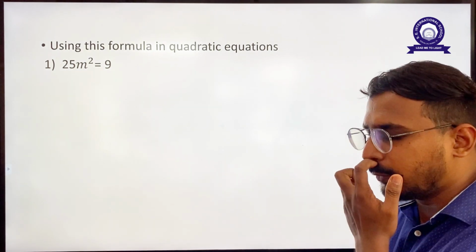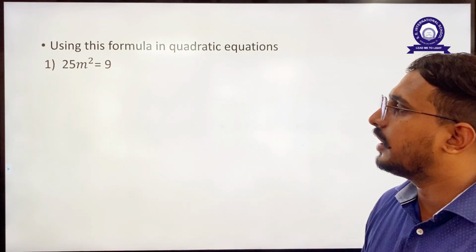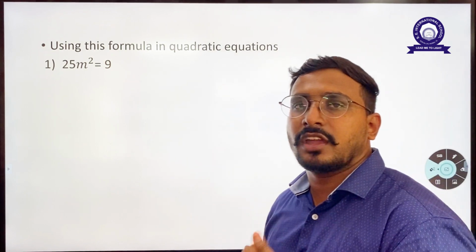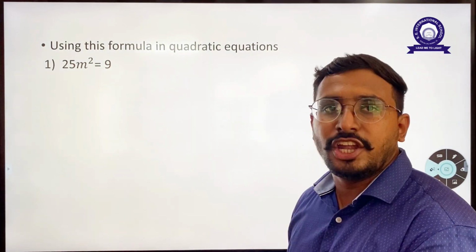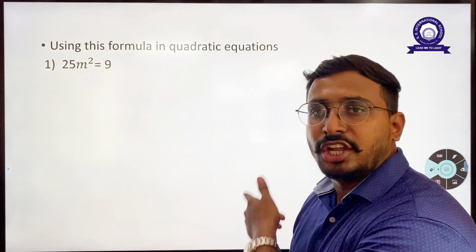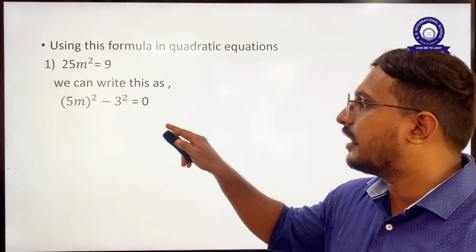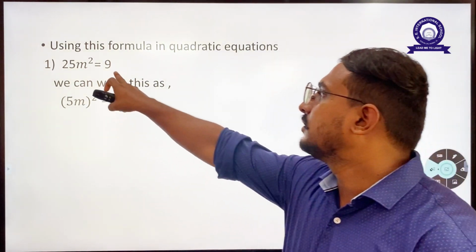So you can see over here, that is 25 m square is equal to 9. So students, we can write this part also as, we know that 25 comes from 5 into 5. And how does 9 come? 3 into 3. And we know m into m will be your m square. So we can also write this as 5m the whole square minus 3 square equal to 0. What we have done, this 9 became 3 square.